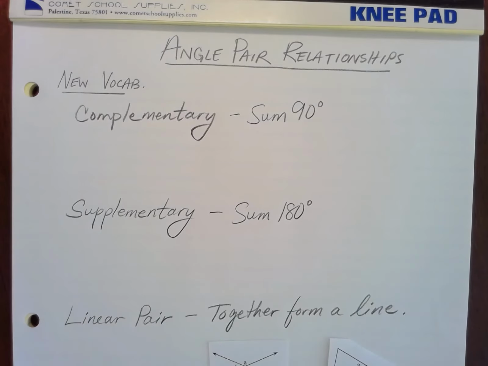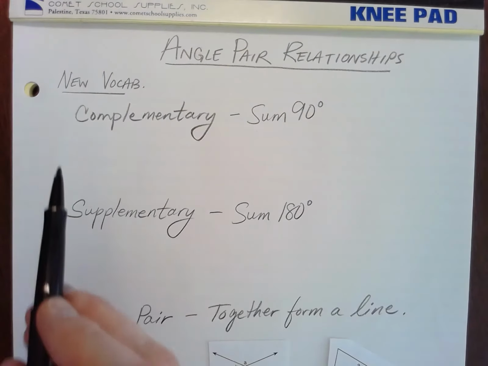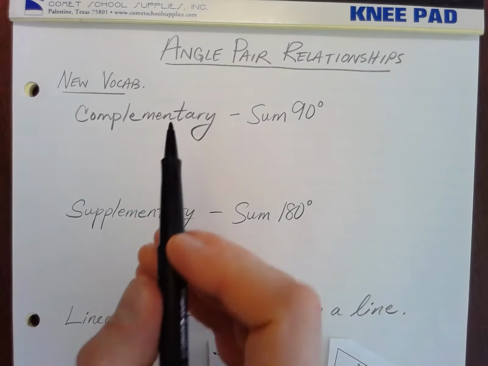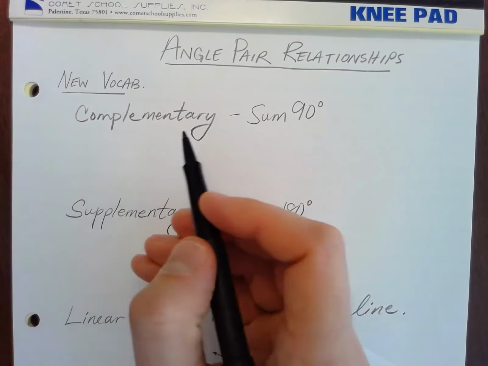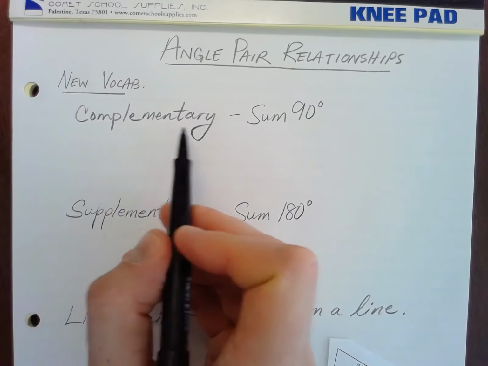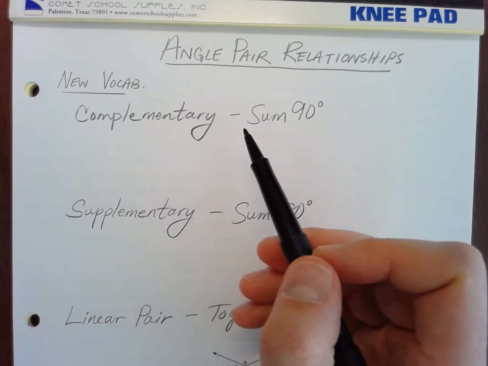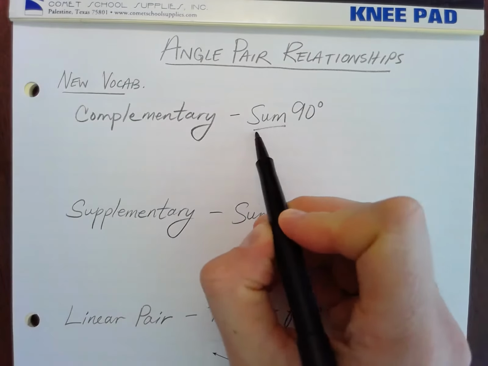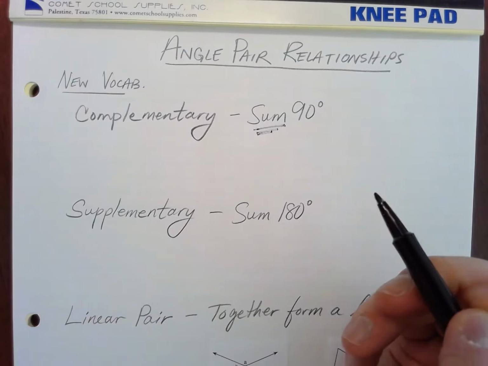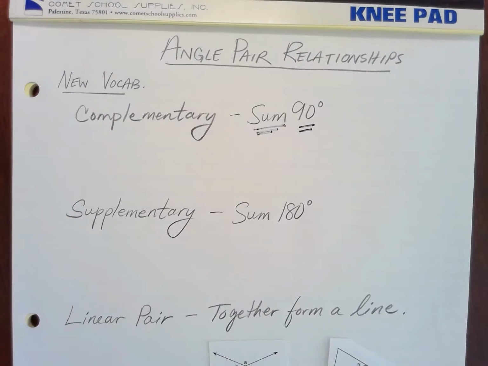So some new vocabulary. We've already learned the words complementary and supplementary. This just means two angles that add up, or I guess two or more. Usually it's just two angles, but I guess it could be more also. The important part is that the sum of those angles is 90 degrees. Okay? So when you add those angles up, you get 90 degrees out of it.